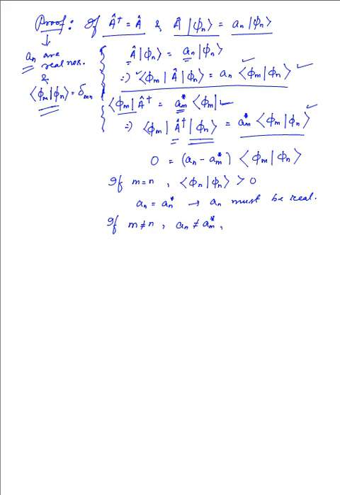Then that means this factor is not going to go to 0. So what we must have is that the inner product of phi m and phi n has to give 0. That is a must, which means that phi m and phi n eigenstates are orthogonal. So that's the proof of the first theorem that we discussed.